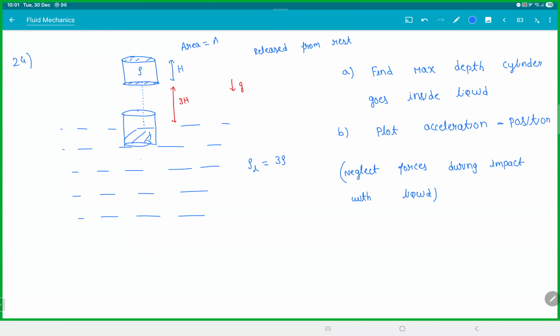After that, once the cylinder completely goes inside, the buoyancy force becomes constant. So the problem can be divided into three parts: falling in the air, while entering the water, and after completely entering the water. Are you getting it? When you think about the problem, that is what I wanted you to think about in the first minute. Don't worry about solving directly. Think step by step.